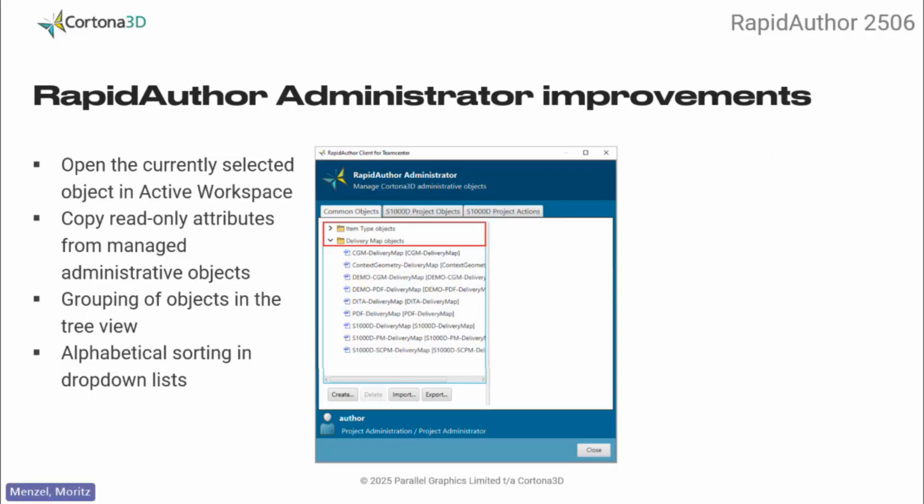As improvements to the user interface, objects in the tree view are now grouped. And elements in drop-down lists are sorted in alphabetical order.